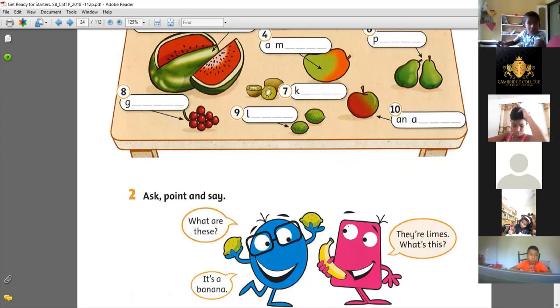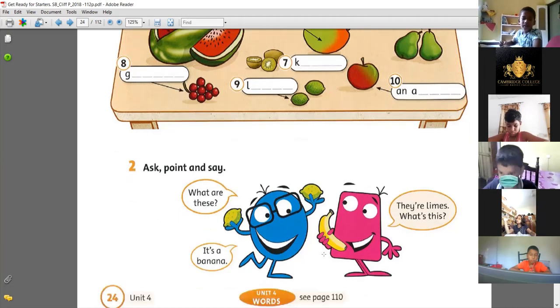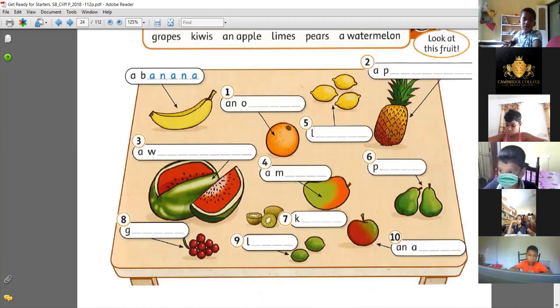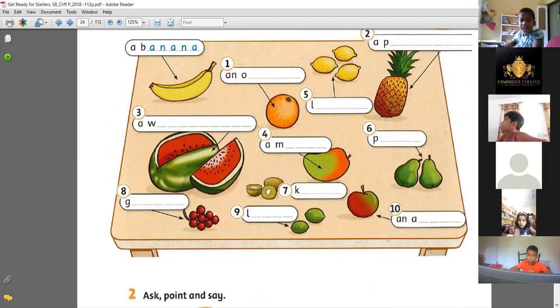What is this? It's a banana. Yes, it's a banana. So I'm going to ask one by one. Kenneth, what's this? Can you see the mouse pointer? Teacher's mouse pointer? Yes, teacher. Okay. What is it? A banana. Yes, it's a banana.